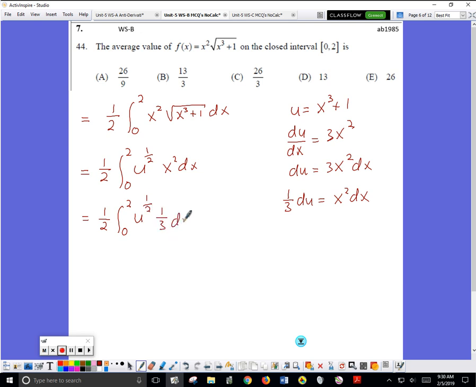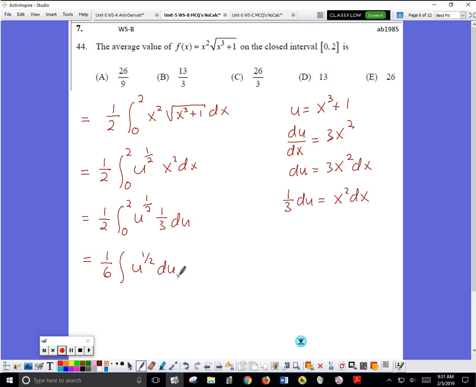The 1/3 is a multiplying constant, so it can come out. Question? You need me to do anything again? You don't need me to talk through anything again?